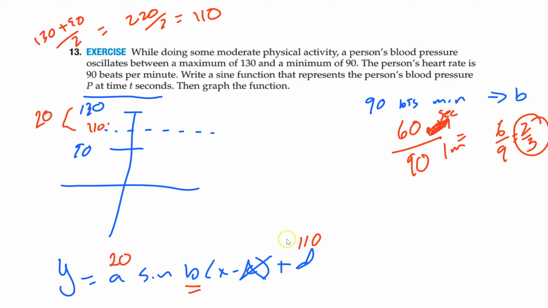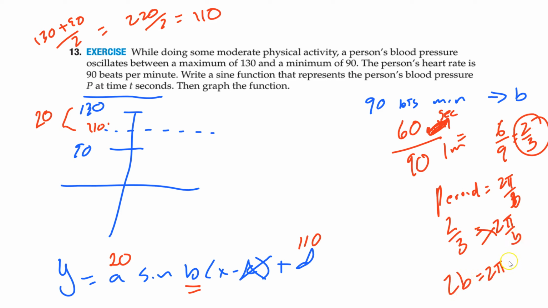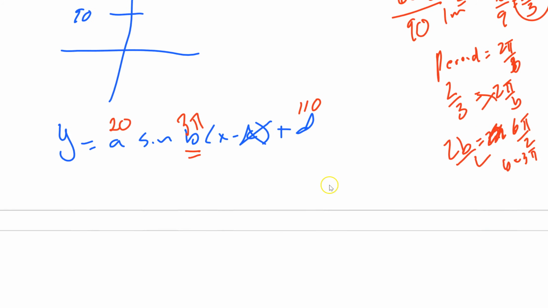That's all good and great, but that's not my B. The period is 2 pi over b. And that's my period, right? That's how long it takes for your heart to beat. So 2/3 equals 2 pi over b. I would cross multiply. 2b equals 6 pi. Divide by 2. B equals 3 pi. So that is my b.